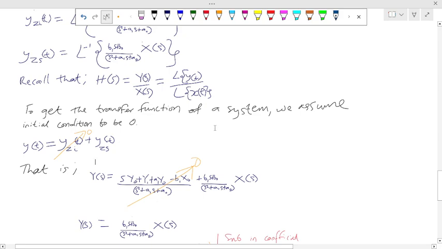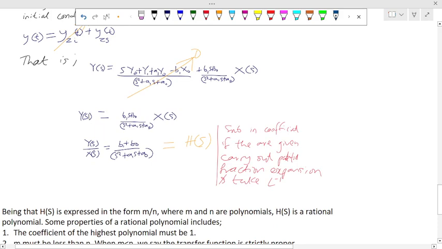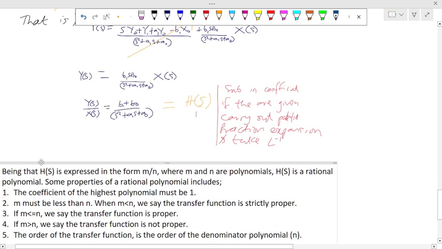So we'll be left with just this part right here for Y(s). And then when you divide both sides by X(s), X(s) comes down, and this is our transfer function. So the transfer function of our differential equation that was given equals these terms here. That's it, we've gotten the transfer function by taking the Laplace transform of that differential equation.